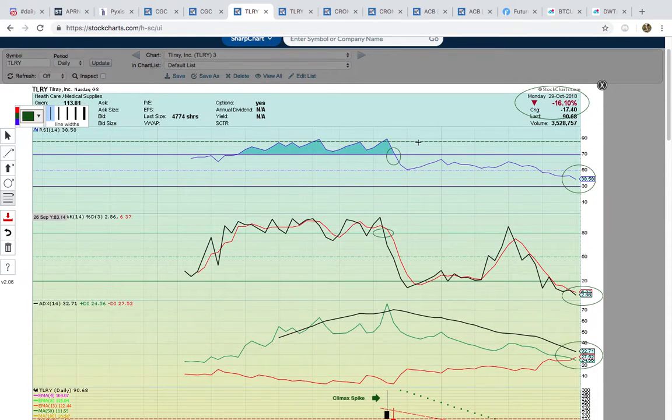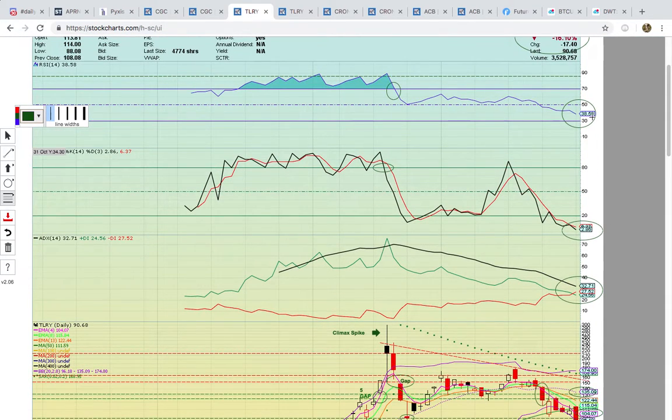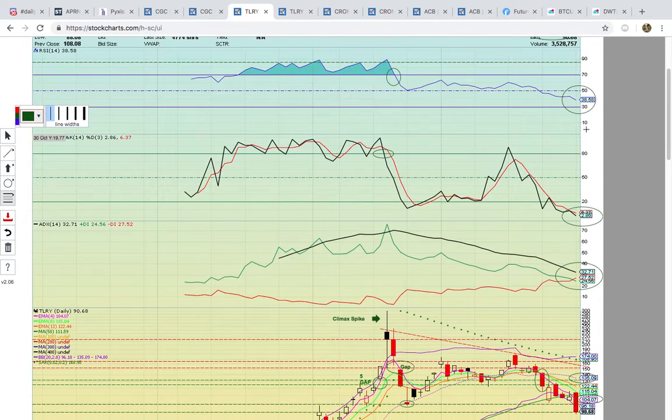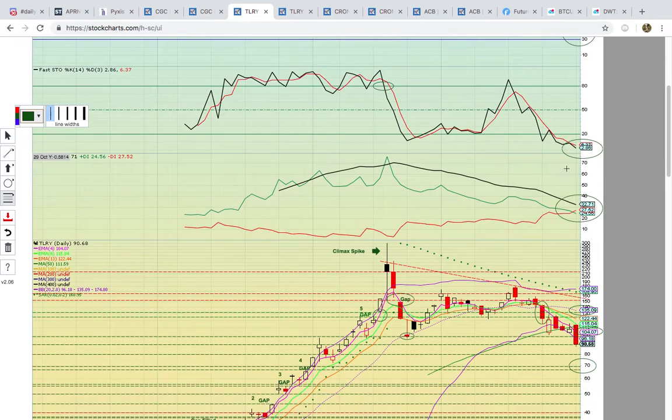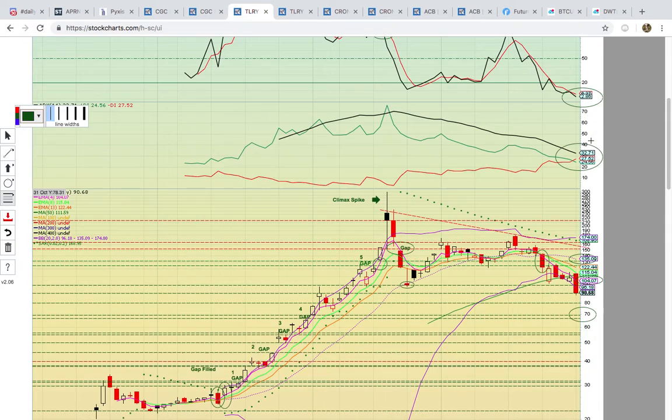If you could look up here, the drop below 70 in RSI, that was a sell signal. Below 80 on Fasto, that was a sell signal. At 38.58, it still has a lot of room to drop before it hits that 30 oversold level. This isn't as oversold as Canopy Growth. Fasto is signaling temporarily oversold at 2.86.